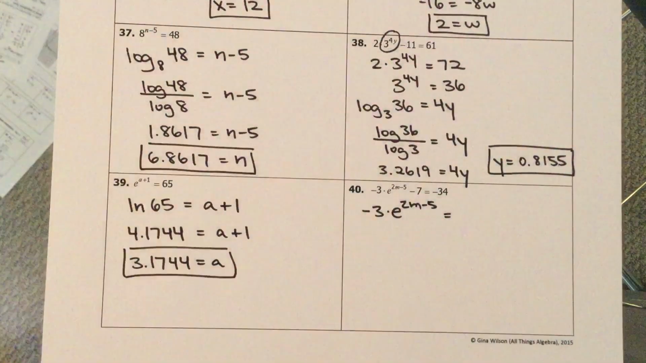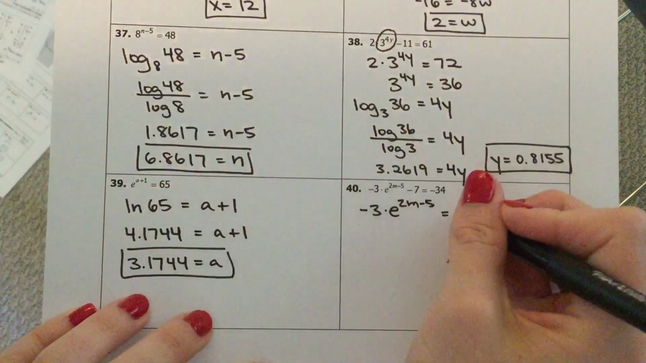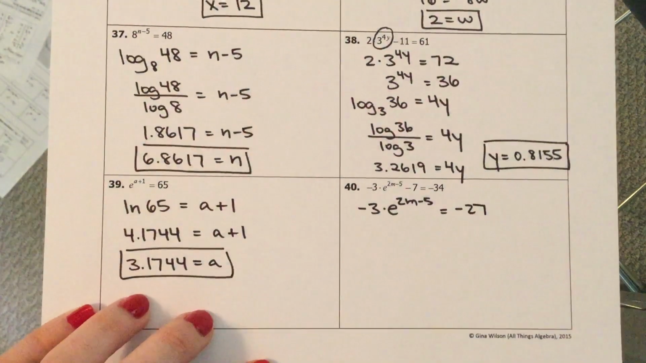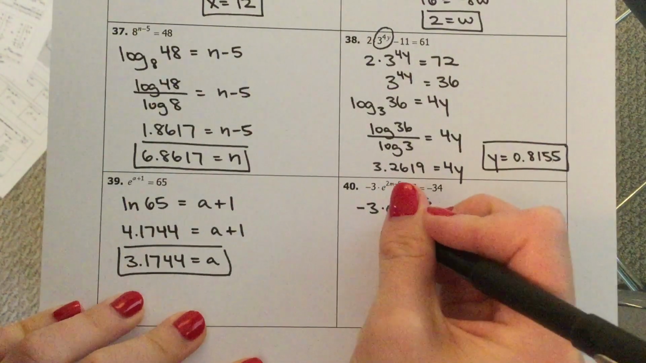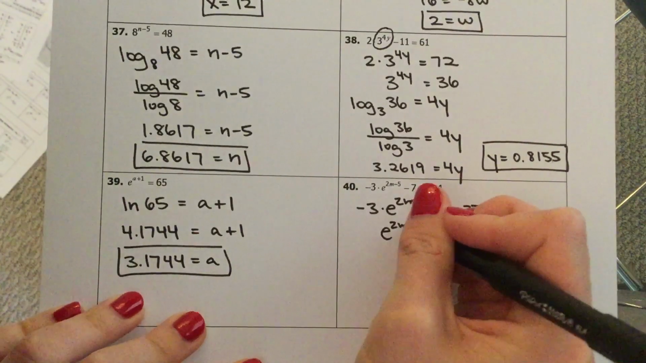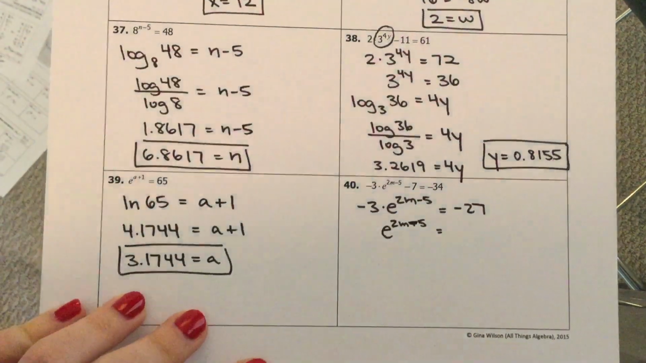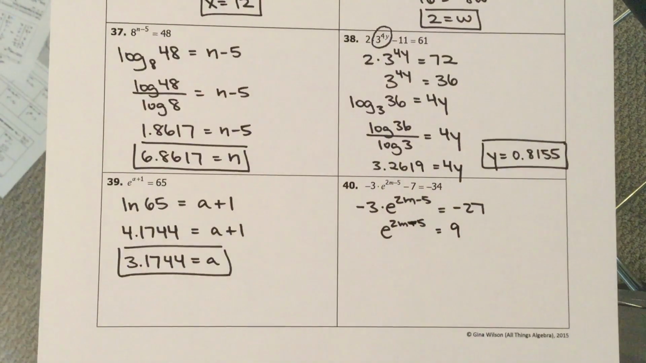So when I take negative 34 and I add 7 to that, I will get negative 27. And then the next thing is to divide both sides by that negative 3. Oops, that should be subtraction, sorry. That would have messed us up later. Negative 27 divided by negative 3 is a positive 9. And now this looks just like what I had with number 39.